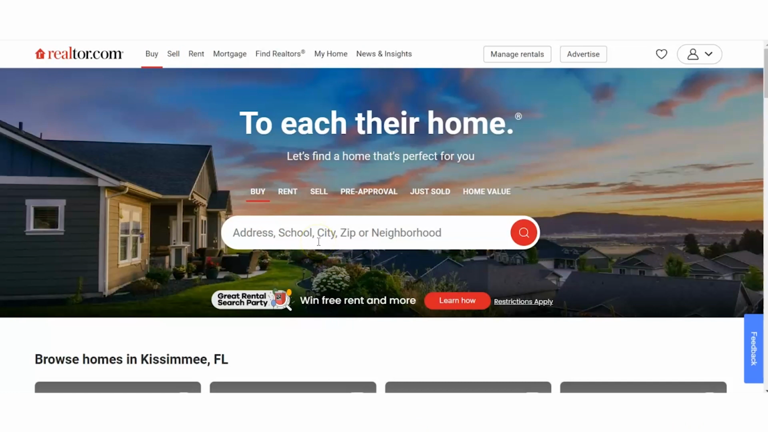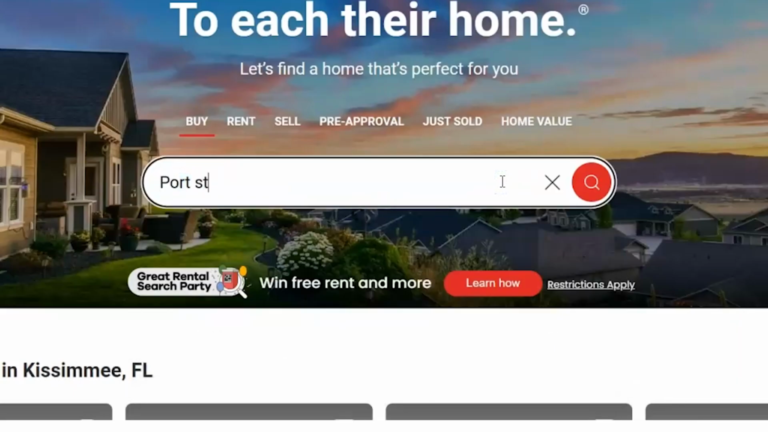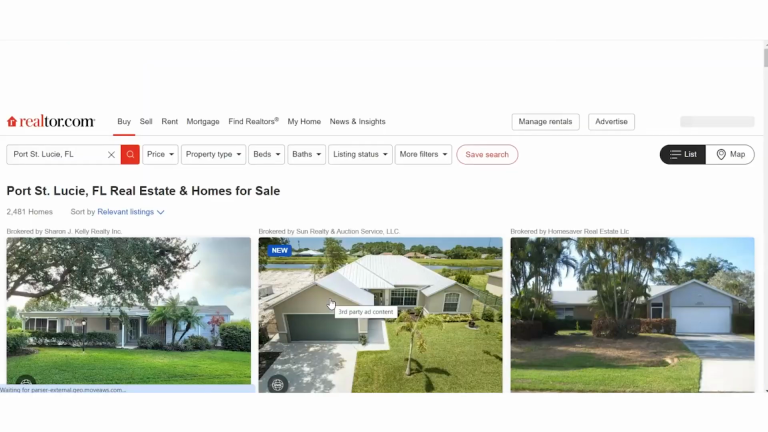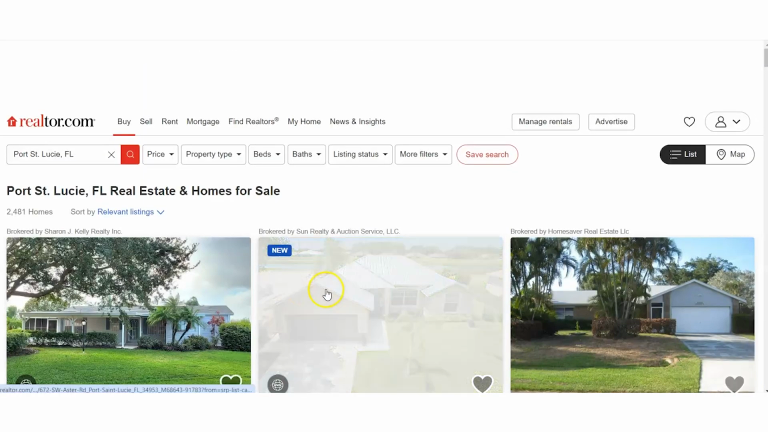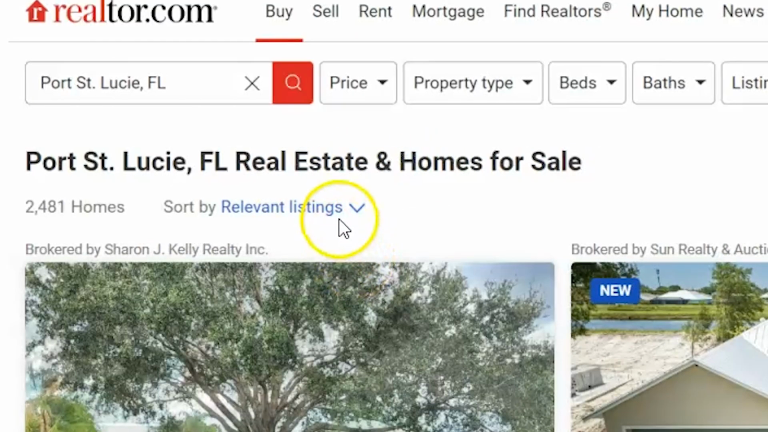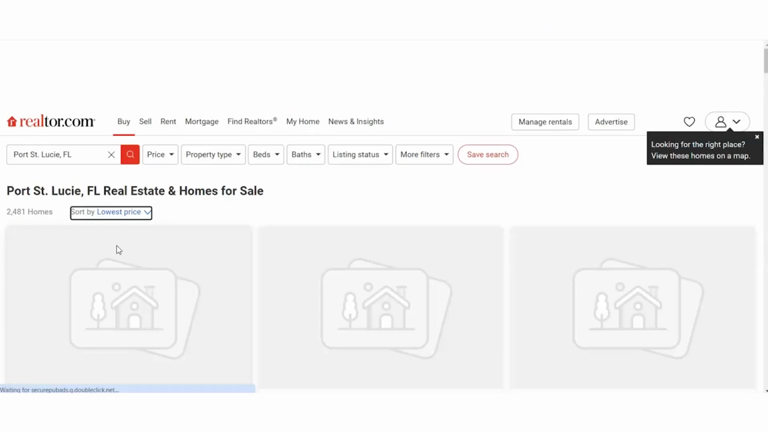And what I'm going to do is a search based on my market, right? So I'm located in Florida. So I'm going to put in a market that I like to invest in, which is Port St. Lucie, one of the markets that I like to buy rentals in and fix and flips. All right, so I'm going to type in Port St. Lucie, Florida, and the default is going to show you relevant listings. So the first thing I want you to do is go here and change that to lowest price, because we want to sort from low to high, right?